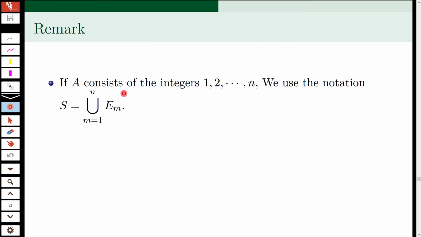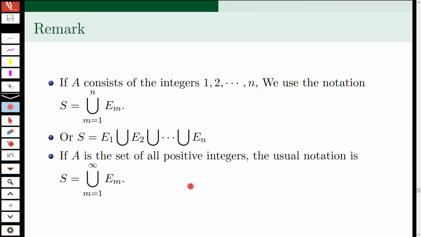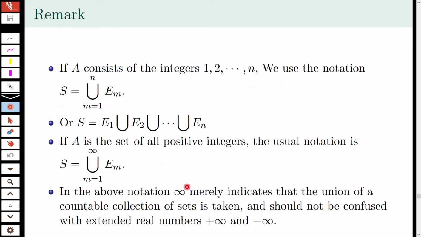Remark: if A consists of the integers 1, 2, etc., n, we usually use the notation S is equal to union m equal to 1 to n of Em, or S equal to E1 union E2 union etc. union En. If A is a set of positive integers, the usual notation is S is equal to union m equal to 1 to infinity of Em. In the above notation, infinity merely indicates that the union of a countable collection of sets is taken and should not be confused with the extended real numbers plus infinity and minus infinity.